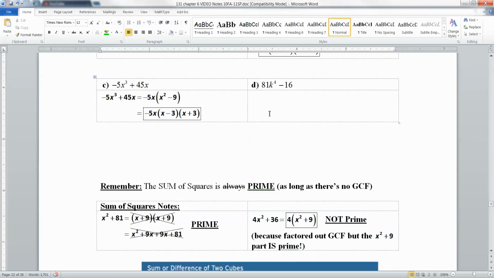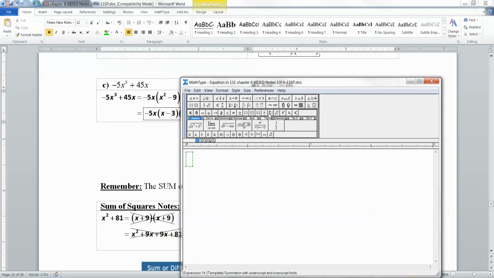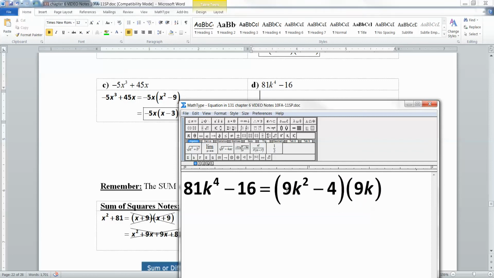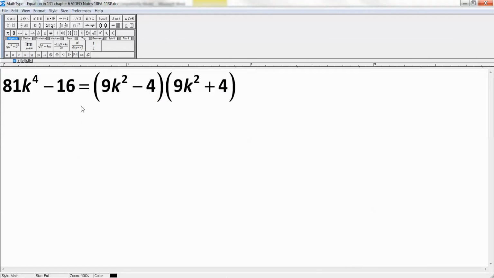Okay, 81k to the fourth. Now, it is a difference of squares. I swear, these are both perfect squares. So 81k to the fourth minus 16. All right, we can break this up perfectly because 81 is a perfect square and 16 is a perfect square. This is (9k squared minus 4)(9k squared plus 4). You with me? You dig? Right? It's because k squared times k squared makes k to the fourth, right? Everybody looking at it, making sense?